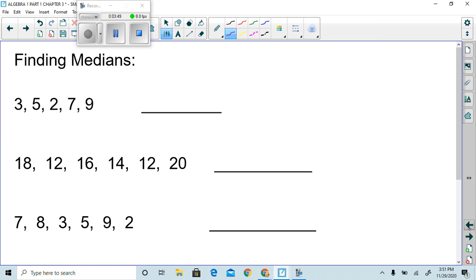Let's go on to medians. Now if you recall from the opening slide, I said the median is the number in the middle, so we have to first start ordering from least to greatest. 2, 3, 5, 7, and 9. That's an odd number, so the number in the middle is 5. On to my next, again, not in order, so let's write this in order.